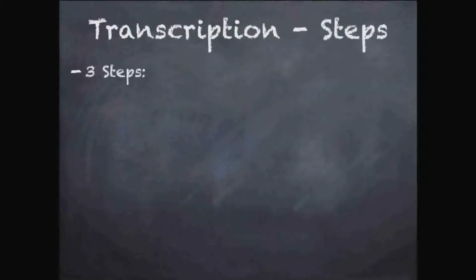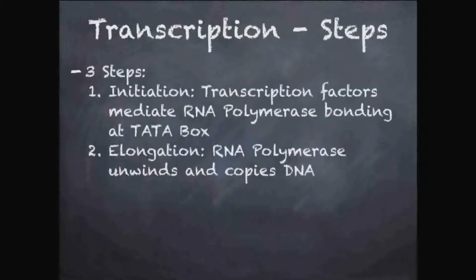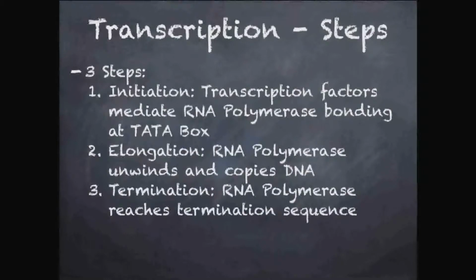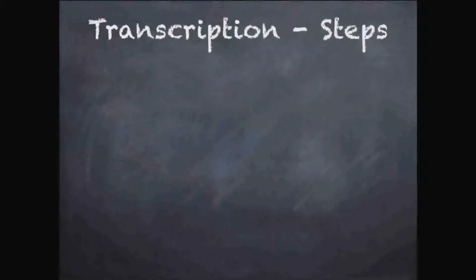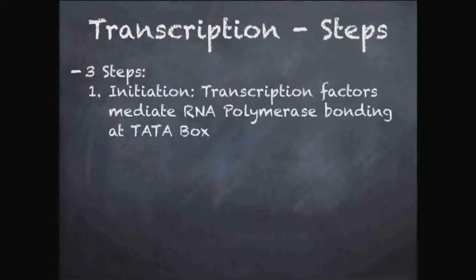All right. So three steps, like I said: initiation, elongation, termination. So initiation is the transcription factors. So there's a ton of proteins that basically tell the RNA polymerase where to bind. Because remember, we're only copying very specific genes. A gene basically codes for a protein.